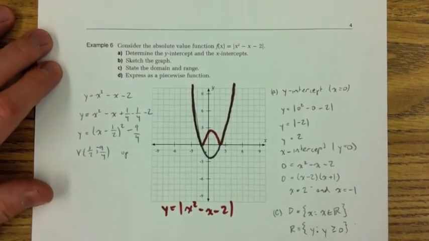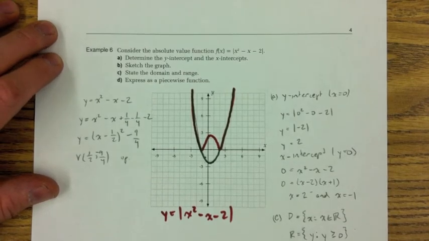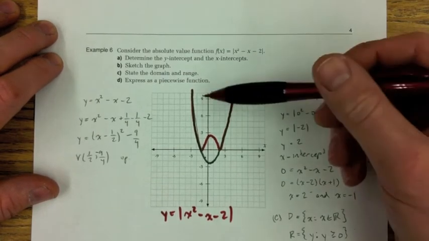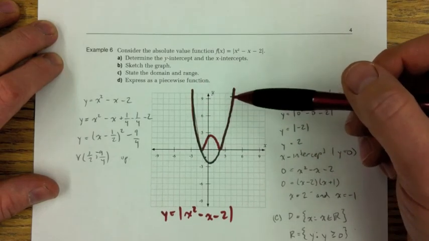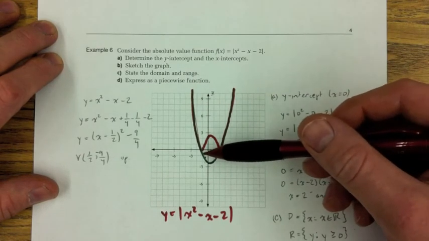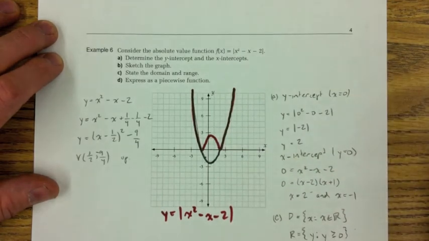All right, so remember, when you want to sketch the graph of an absolute value function, sketch the original function without worrying about absolute value. Anywhere the graph passes below the x-axis needs to be reflected above it.